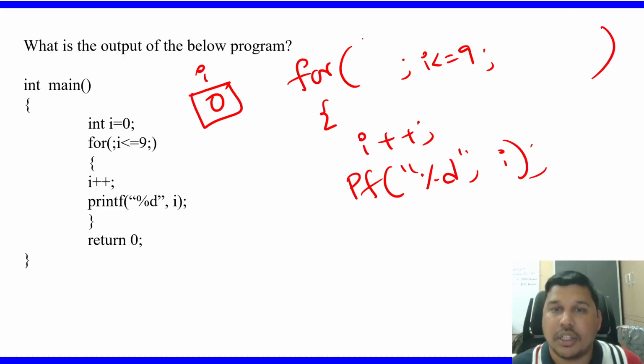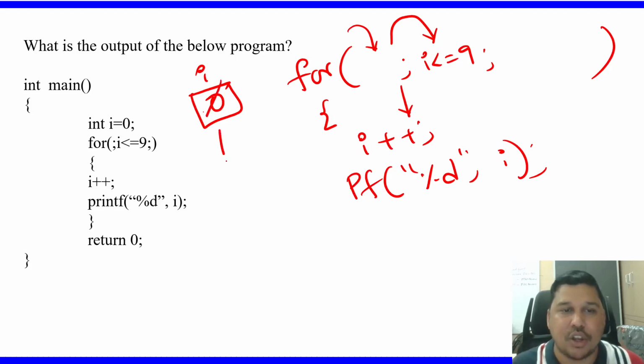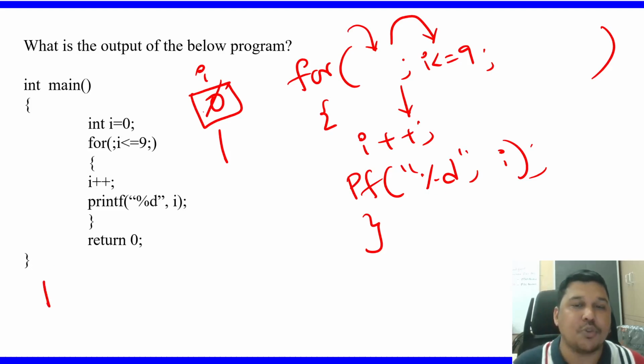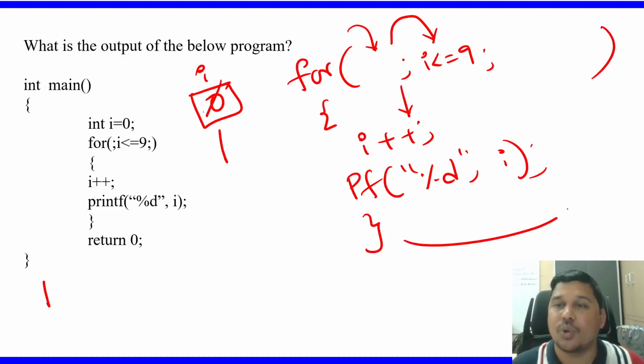See, the compiler will shift the control to initialization. There is nothing to initialize, so nothing will happen. Then it will go to condition part. I less than or equal to 9. So what is I value? 0. 0 less than or equal to 9? True. It will enter the body. There is a standalone increment statement. I have to change the value of I to 1. Then there is a printf statement, printf %ld I. So I value is 1. I will print 1.